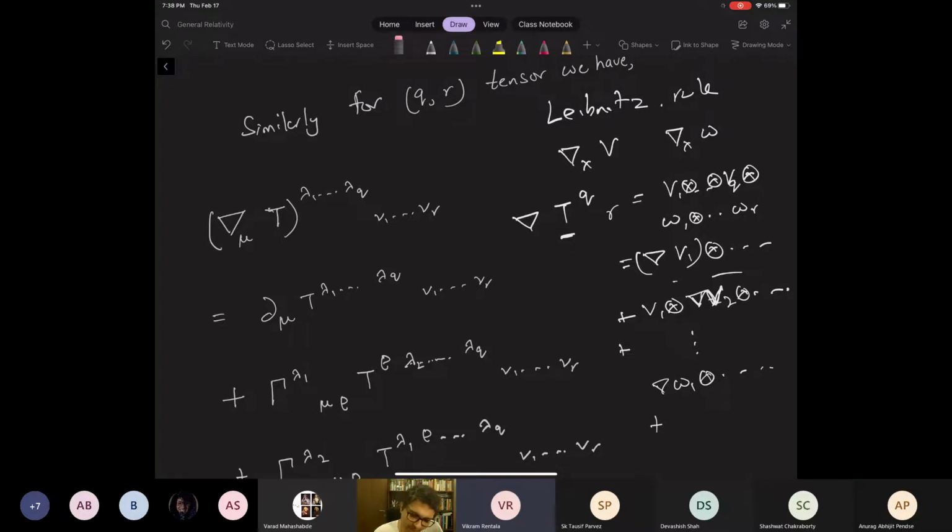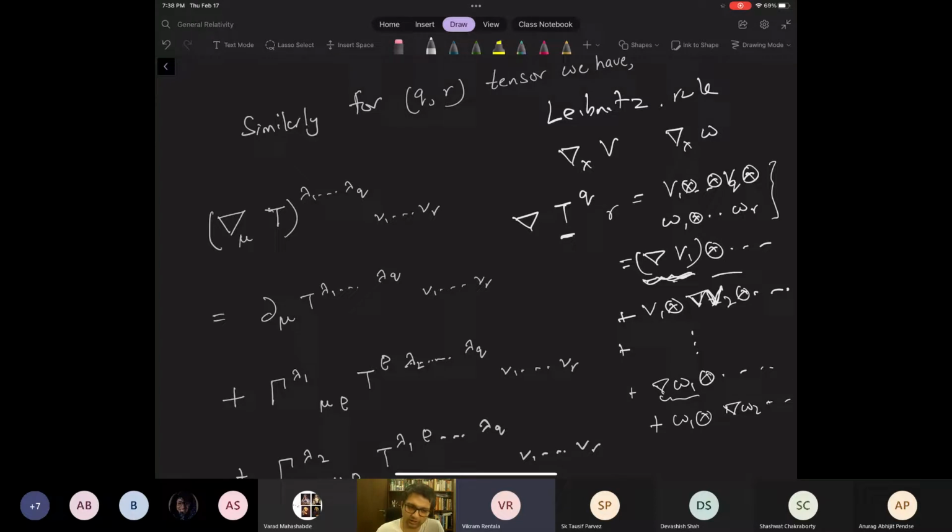plus, okay, so these are plus signs, plus W1 tensor del W2 and so on. Okay, so you can get the rule for the action on a generic QR type tensor by knowing the rules for how the derivative acts on a general vector and a general dual vector.